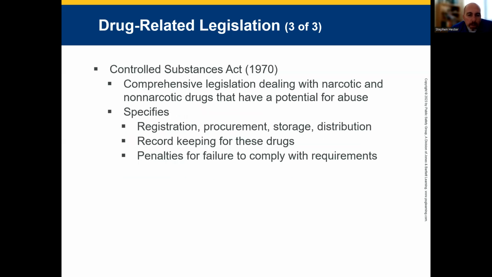The Controlled Substance Act is comprehensive legislation dealing with narcotic and non-narcotic drugs that have a potential for abuse. So there are specific requirements for registration, procurement, storage, distribution, and record keeping of these drugs, and penalties for failure to comply with these requirements. The drugs covered are classified into 5 categories or schedules according to their abuse potential. Schedule 1 drugs have the highest abuse potential. Schedule 5 includes drugs with the lowest abuse potential.